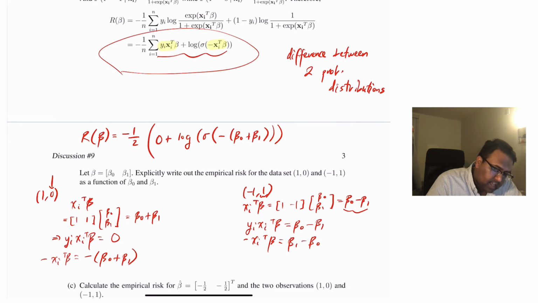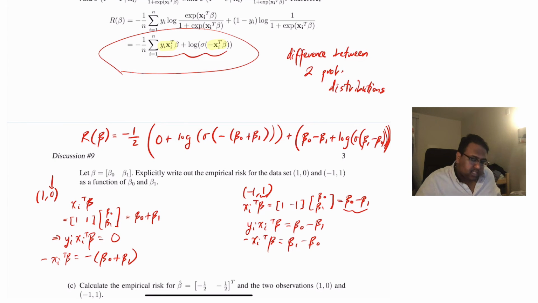So now I can plug this in again. Now plus, I need yi xi transpose beta for the second point, which is beta naught minus beta 1, plus log of sigmoid of negative xi transpose beta, which in this case will be beta 1 minus beta naught. Lots of close brackets there, but just to make it a little more clear, that's beta 1 minus beta naught. So we've put a lot of these pieces together.